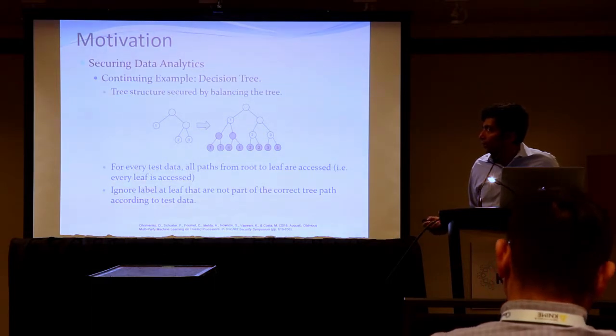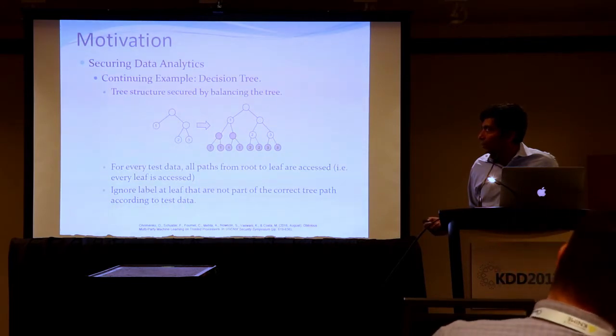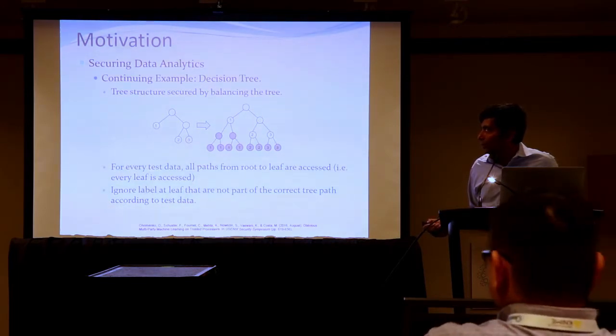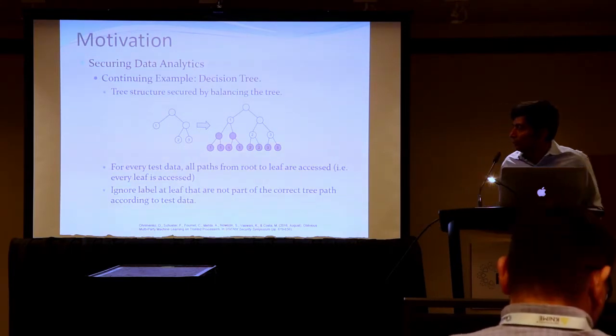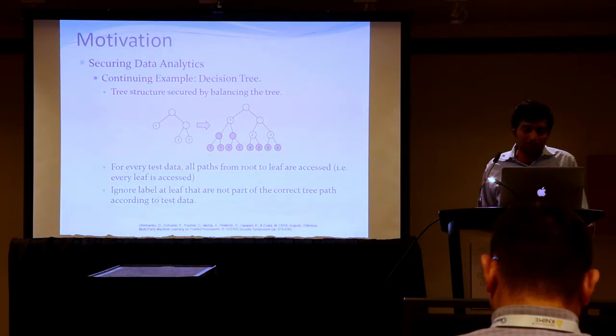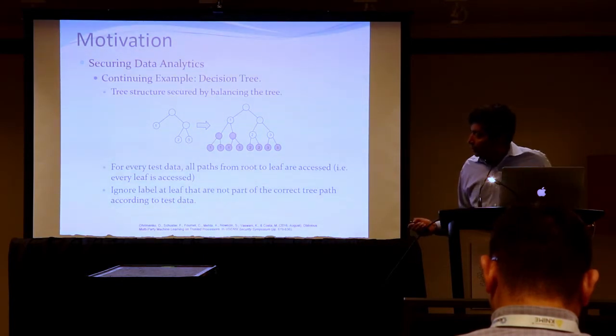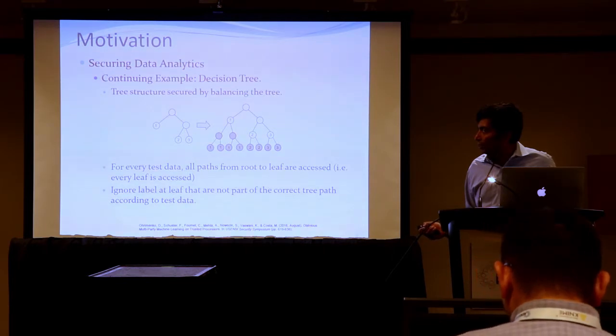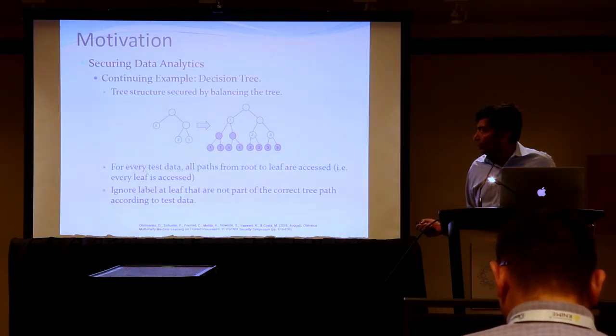For example, you have a decision tree like this, and you can see in this case this path is short, this leaf node will reach here, but in this case the path is longer. When the test data comes, if you don't have secure data analytics, and the test data explores this path, then due to the side channel attack, the attacker may infer which path is being explored. So we want to make it oblivious. For that, for every test data, all paths from the root to the leaf will be accessed. So basically all leaves will be accessed.